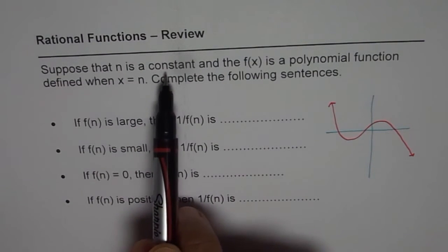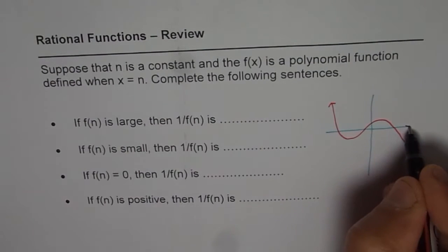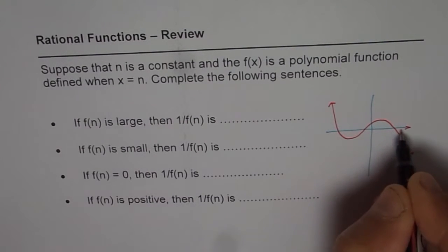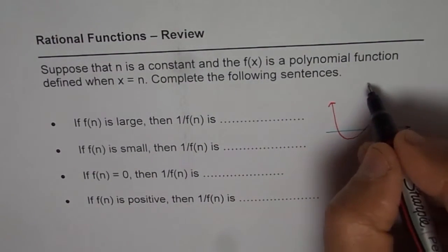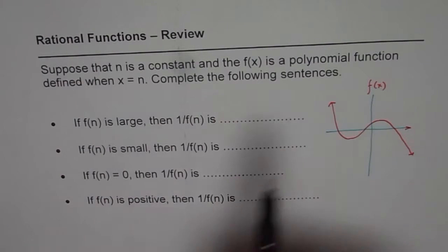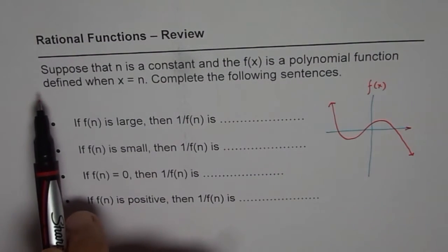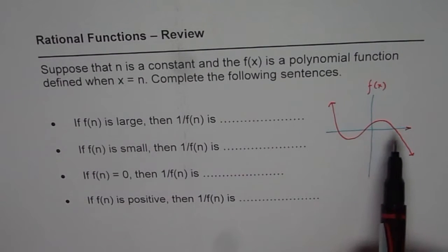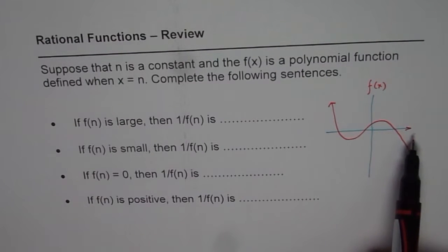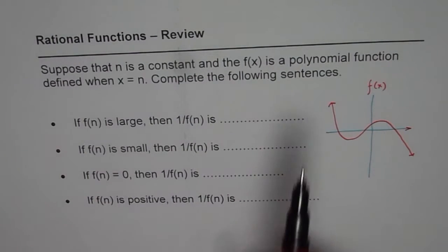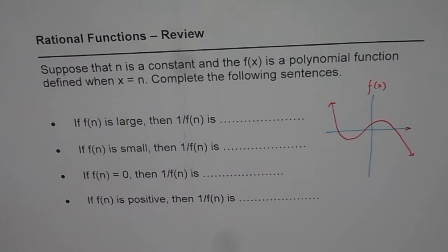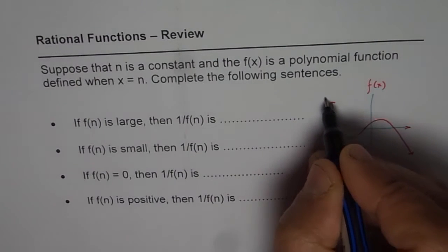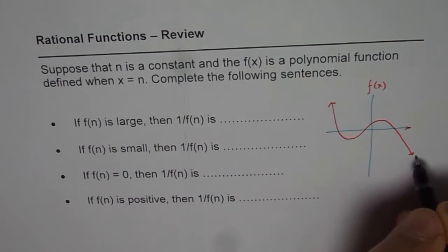Suppose that n is a constant, that means any value in the domain of the function, and f of x is a polynomial function as we have drawn. So what we've drawn is f of x. Polynomial function defined when x equals n. Fortunately, a polynomial has no restrictions on domain, so it is defined for all values of n. Complete the following sentences. First one, if f of n is large, that really means what? Large means it is going towards negative infinity or positive infinity.